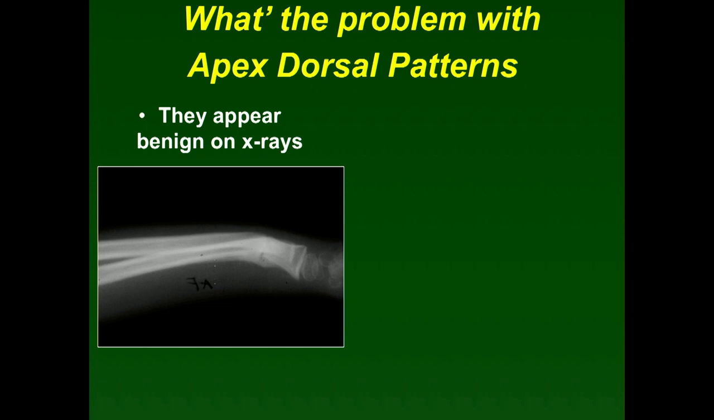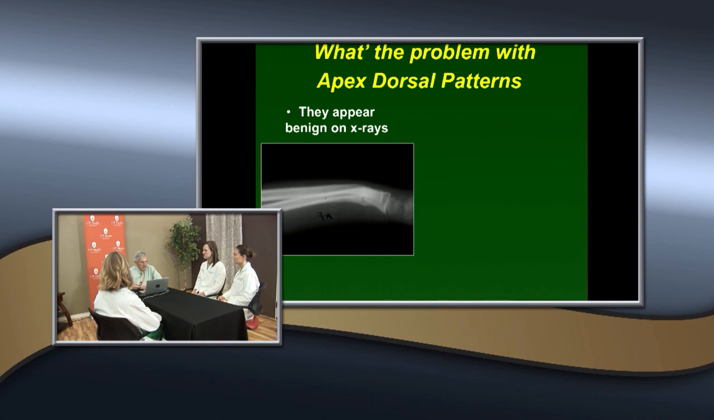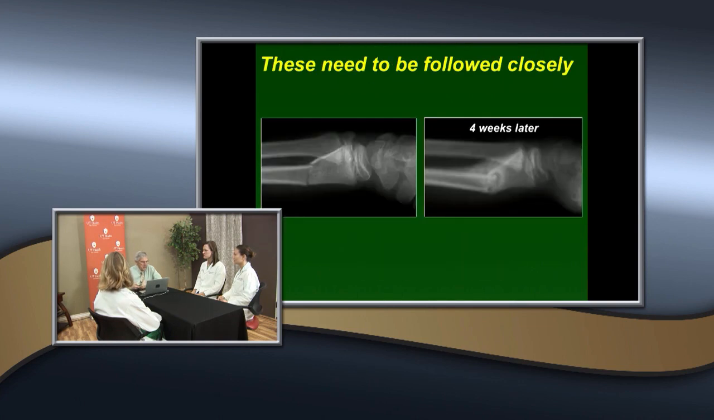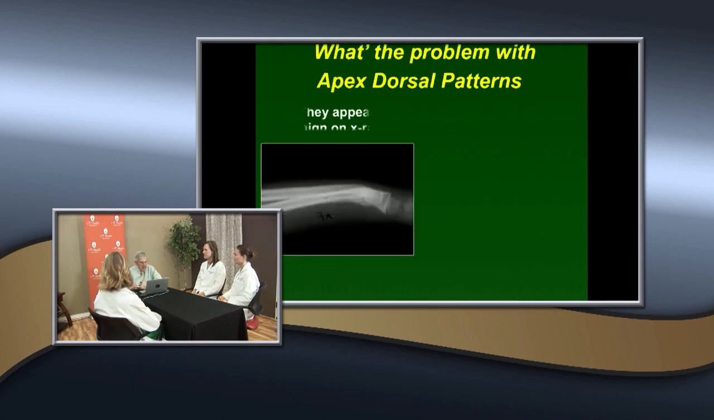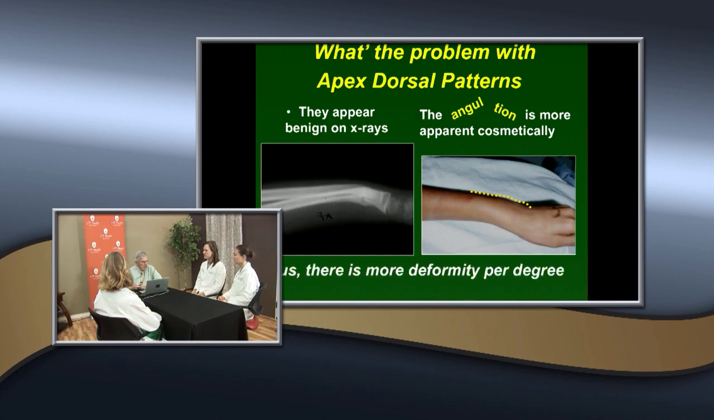They look pretty benign on x-ray. What does it look like clinically? They look a lot worse. Yeah, you don't have any soft tissue to hide that. Like this one, there's a lot of soft tissue volar to hide the angulation. But when you go on this one, there's not much soft tissue, and so your angulation is a little bit more apparent cosmetically. They will go ahead and remodel, but there's more deformity per degree of angulation.